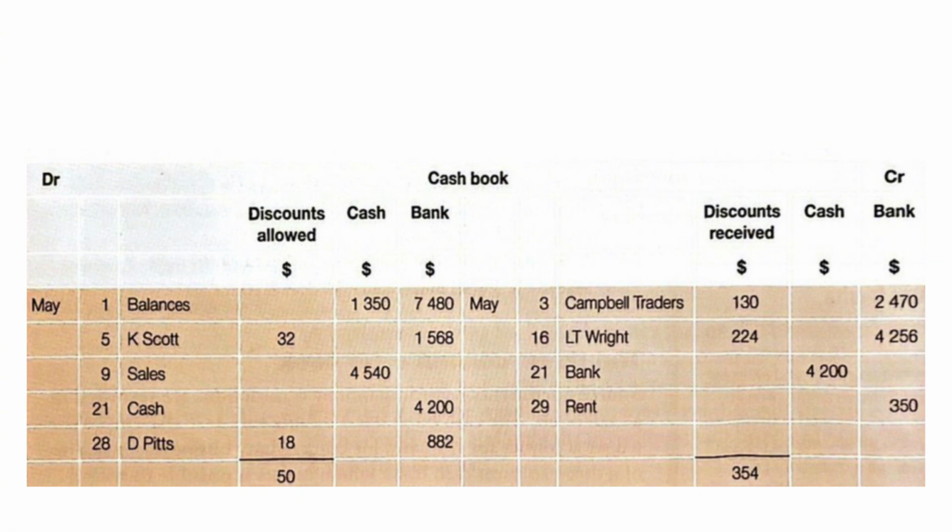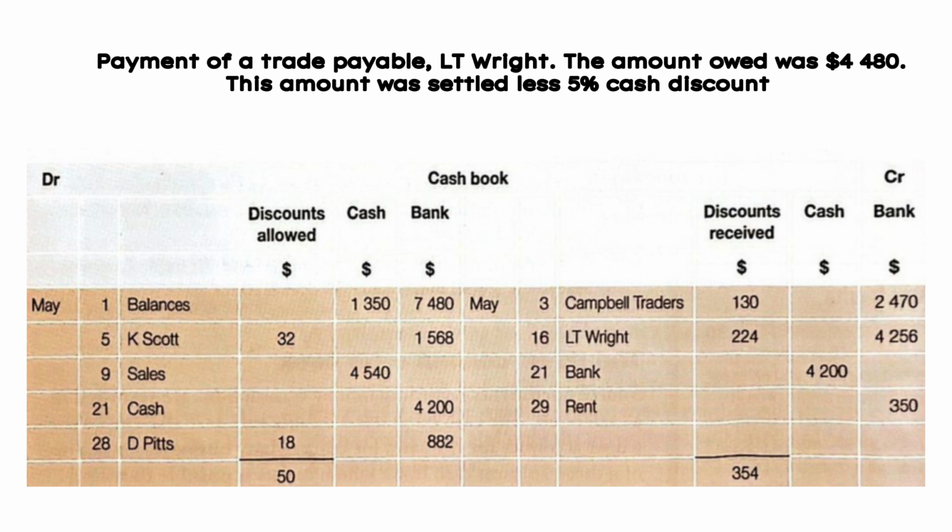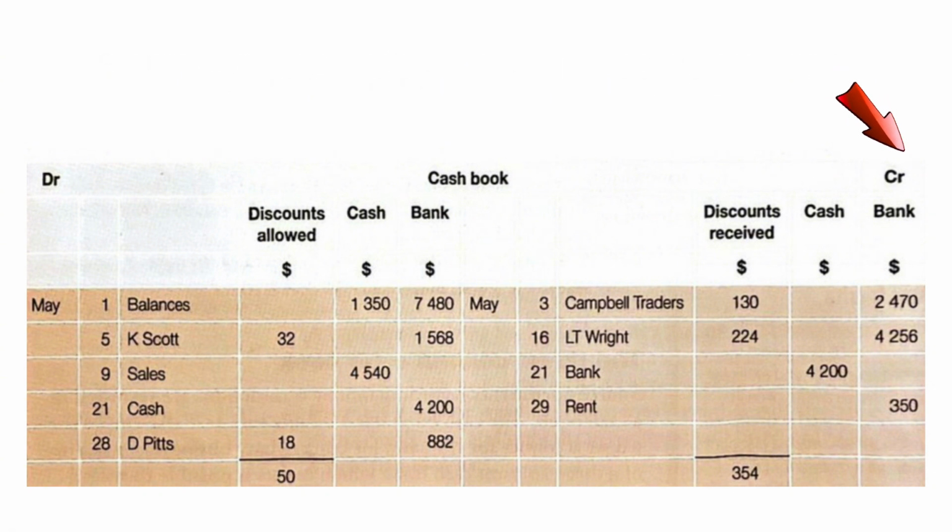as he received a check. For the next transaction on May 9th, cash sales total $4,540. This will be recorded on the left side of the cash book under sales in the cash column as shown. Then, on May 16th, a payment to trade payable LT Wright. The amount owed was $4,480, settled with a 5% discount. This will be recorded on the right side of the cash book as money is being deducted. It will be under LT Wright.